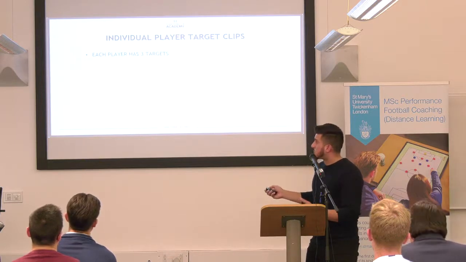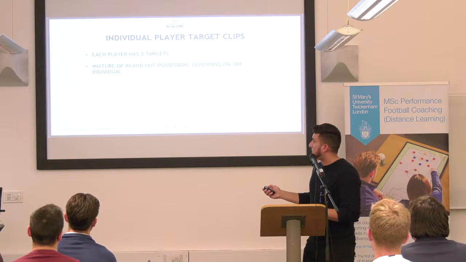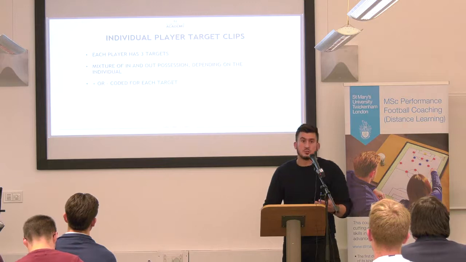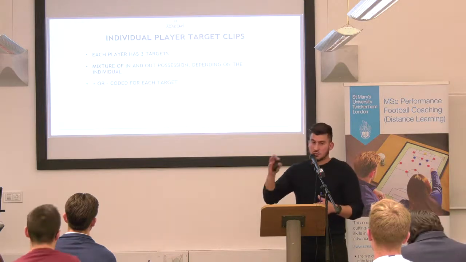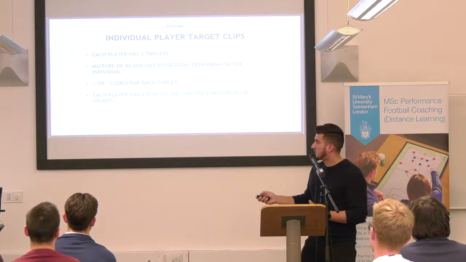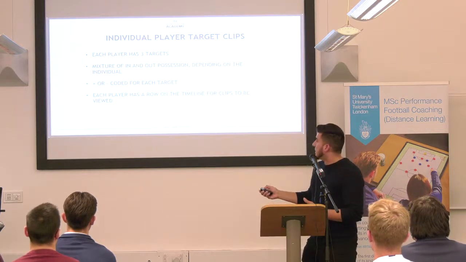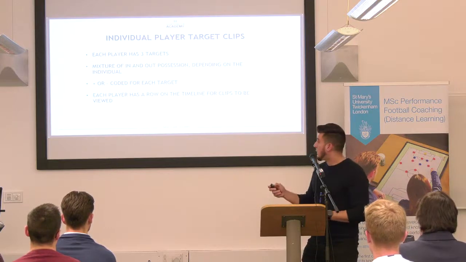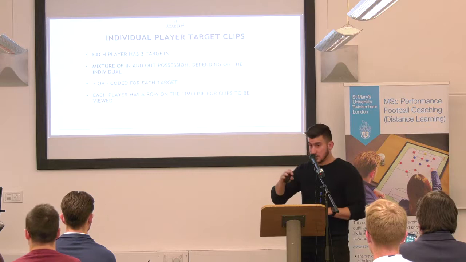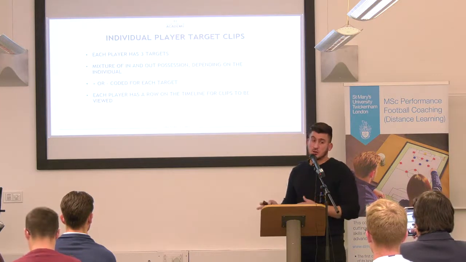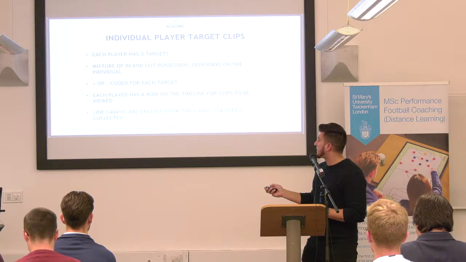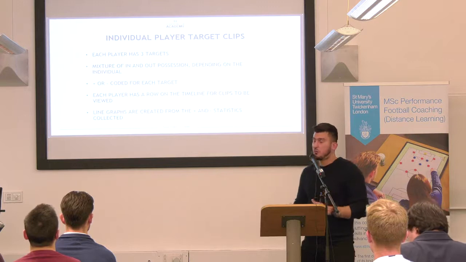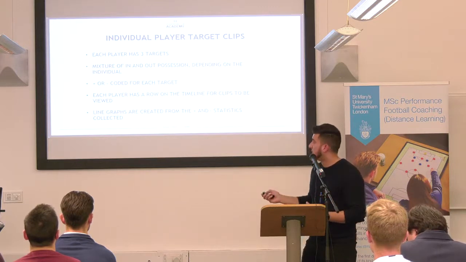So what we do at Fulham, each player has 3 targets. It's a mixture of in and out of possession. And what we do is we provide a plus or minus code for each target. And with that, you can get success rates. Each player will have a role on the timeline on Sportscode, which will be displayed on Huddle, where the player can click on their role and they can specifically just watch the clips of their targets. What you can do with the plus or minus statistics is provide a line graph or any kind of graph where you can provide a success rate.